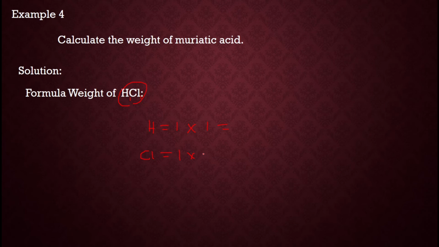also with its atomic mass. So we have 35.45. That is equal to 1 times 35.45, and then we can get the total, which is 36.45 AMU. So that is the final answer.